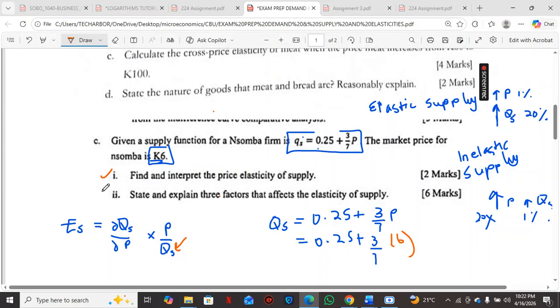You have to, first, we have to find the price elasticity, then we interpret. Yes, we're looking for the price elasticity of supply. Once that is found, then we can make interpretations.